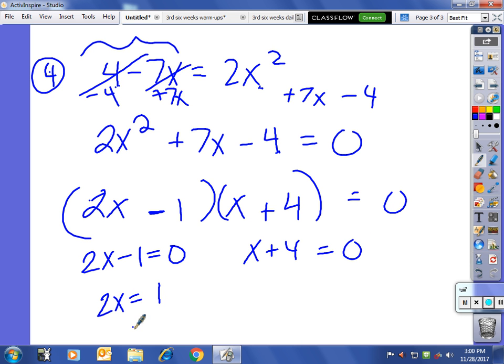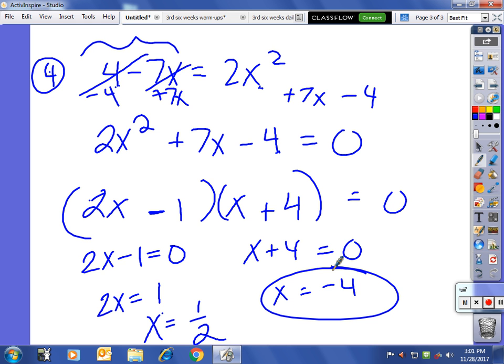This would be 2x equals positive 1. Divide by 2, and x equals 1/2. Over here, move the 4 over, you get x equals -4. So again, one extra step.